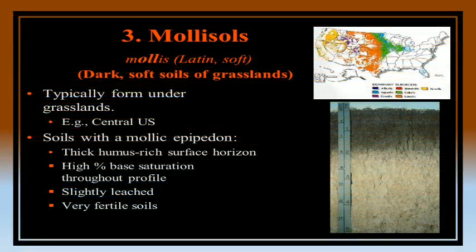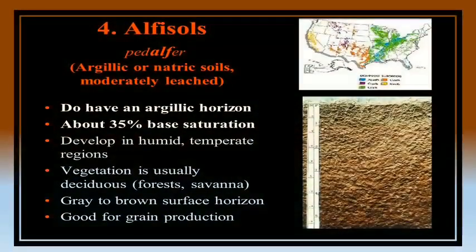Next, we have the mollisols. Mollisols typically form under grasslands, for instance in central U.S. Soils with a mollic epipedon, a thick humus-rich surface horizon, have a high percent base saturation throughout the profile, are slightly leached, and are very fertile soils. The fourth one is the alfisols.